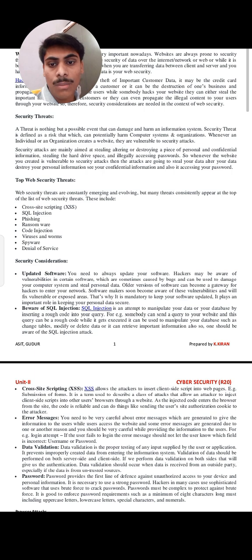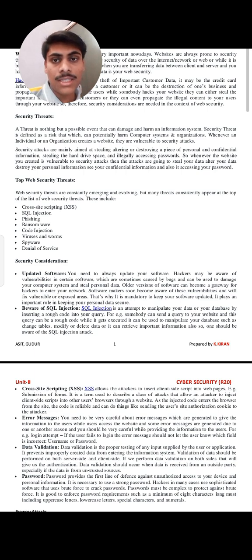Next, a brief on SQL injection. SQL stands for Structured Query Language. SQL injection is an attempt to manipulate your data or your database by inserting code into your query. Whenever your query is taken, the process of checking whether the entire data is correct or not is called SQL injection.